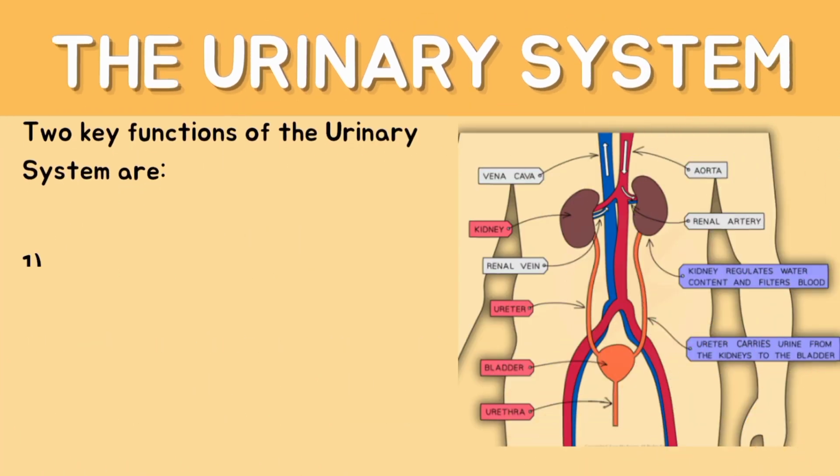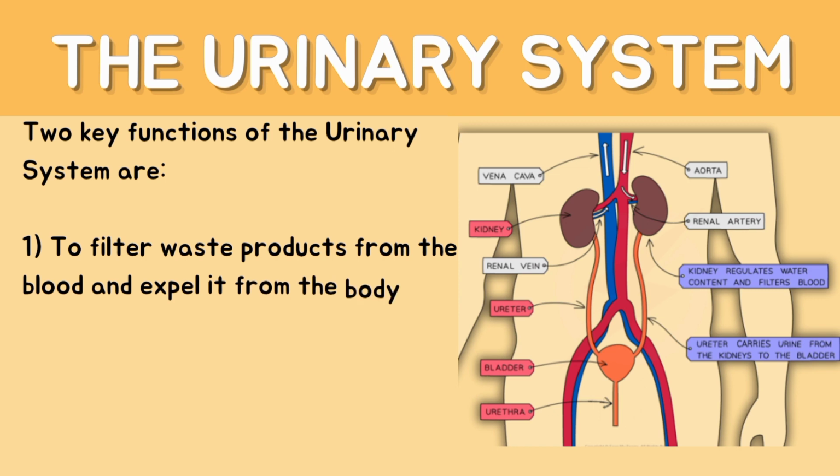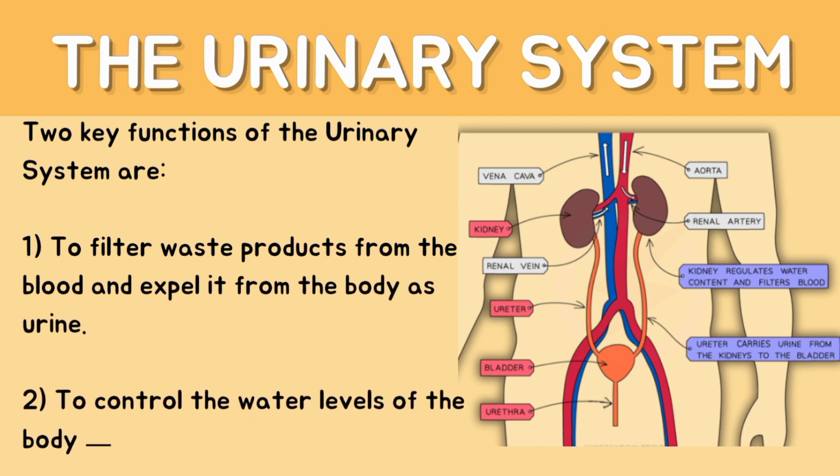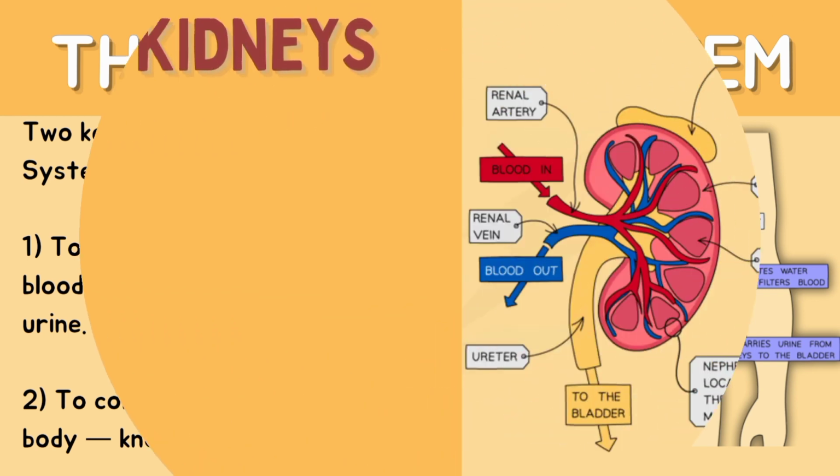At the heart of maintaining this equilibrium is the remarkable urinary system. Comprising a series of organs, the two key functions of the urinary system are number 1, to filter waste products from the blood and expel it from the body as urine, and number 2, to control the water levels of the body, known as osmoregulation. Now let's take a look at the structure of the urinary system.